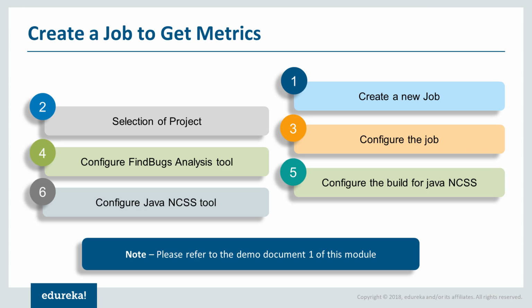The demo is to create a job to get the metrics. We'll be using the Java NCSS plugin to get the reports. Steps are simple. You select a project, you create a new job, and then you configure the job, configuring the build for Java NCSS. Then you can also configure the FindBugs analysis tool as well. The instructions are already given in the demo document 1 of this module, and let's take a look at how we work with it.